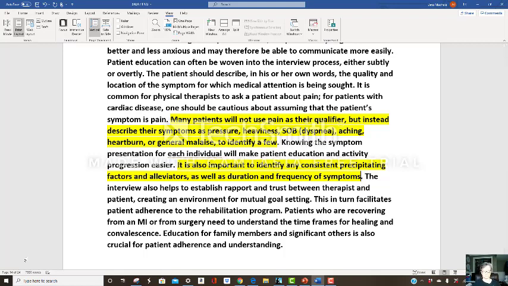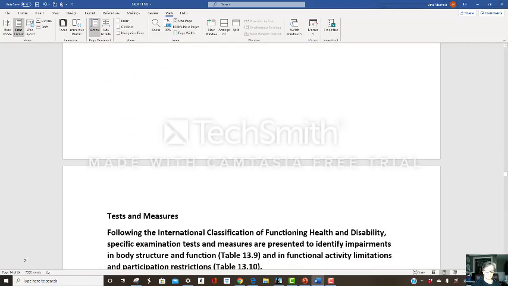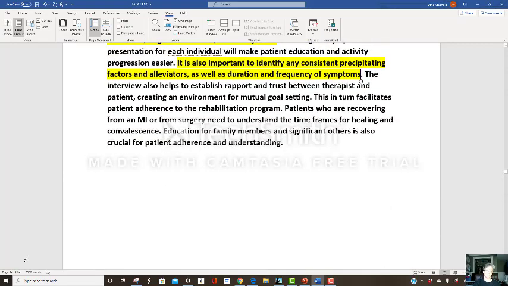Patient adherence to the rehabilitation program. Patients who are recovering from an MI or from surgery need to understand the time frames for healing and convalescence. Education for family members and significant others is also crucial for patient adherence and understanding.